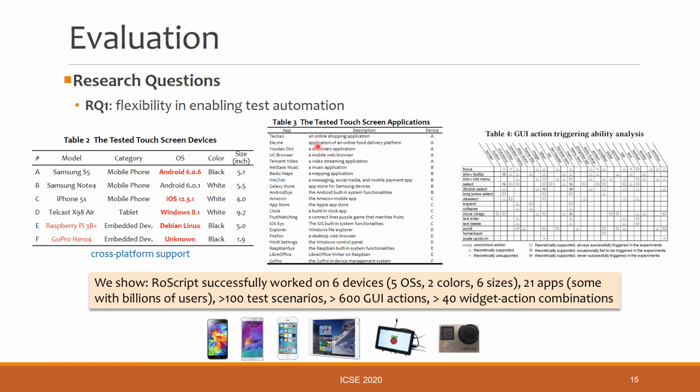We conduct experiments to validate the effectiveness of the proposed approach. First, for the flexibility in enabling test automation, RoScript successfully worked on 6 devices, 21 applications, over 600 GUI actions, and over 40 widget action combinations. We show that RoScript works on 3 different kinds of cell phones, a Windows tablet, a Linux-based Raspberry Pi, and a GoPro camera.